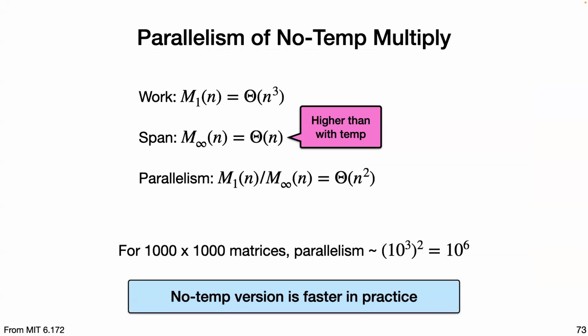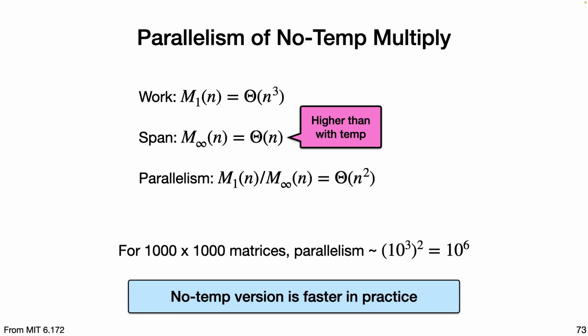So we paid a little bit in the span, and therefore in the parallelism, because the parallelism is smaller when the span is larger. The span is in the denominator, so the parallelism is now n squared rather than it was n cubed over log squared before. However, it's still quite large, like for these small-ish matrices, 1,000 by 1,000, this is like 10 to the 6. So there's still ample parallelism, even though we have paid some in this case.